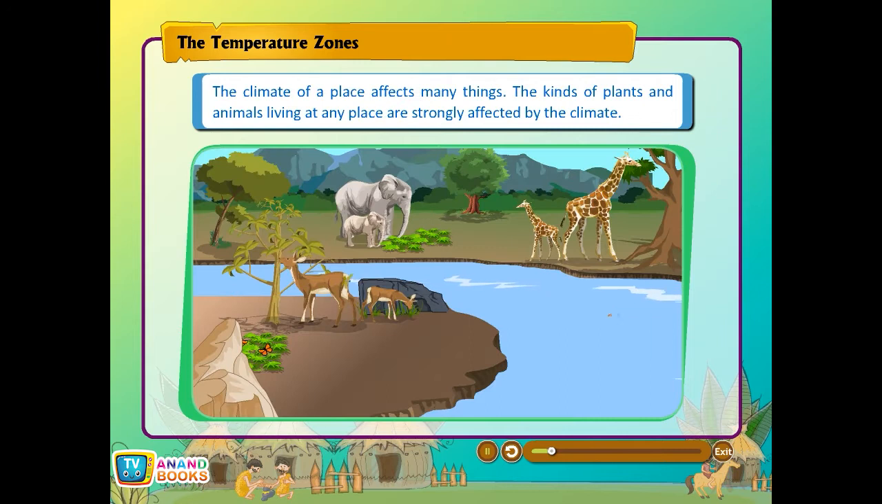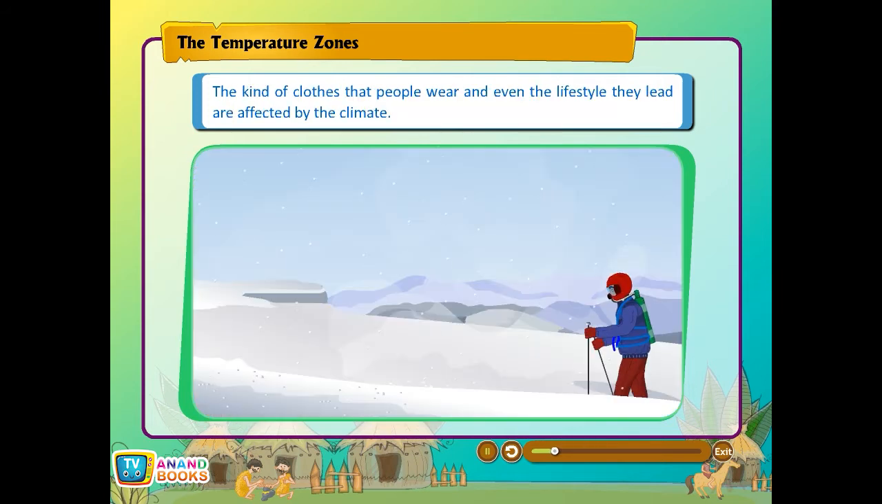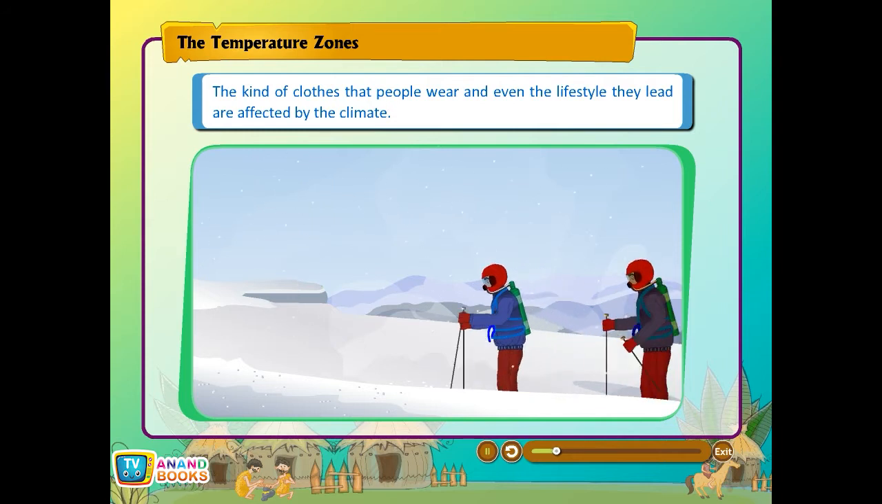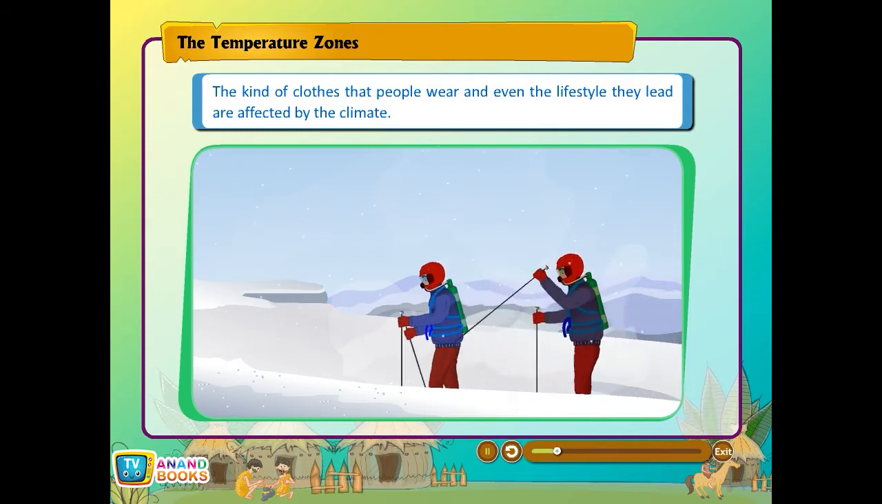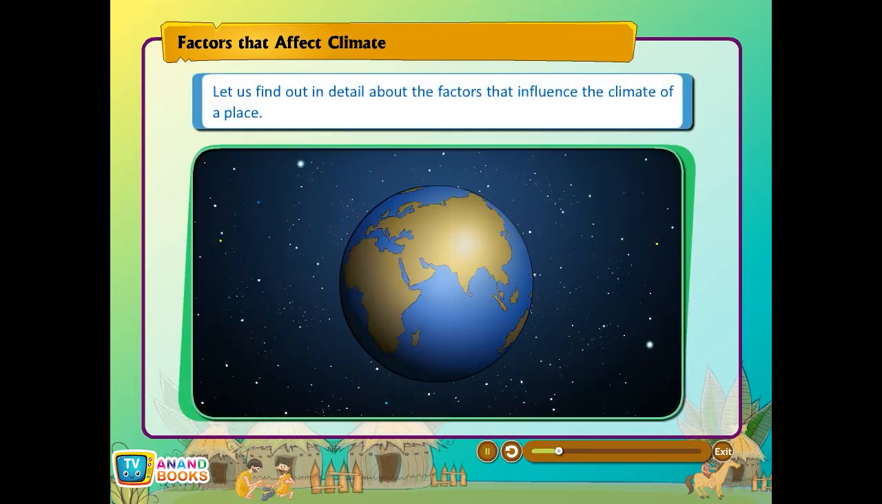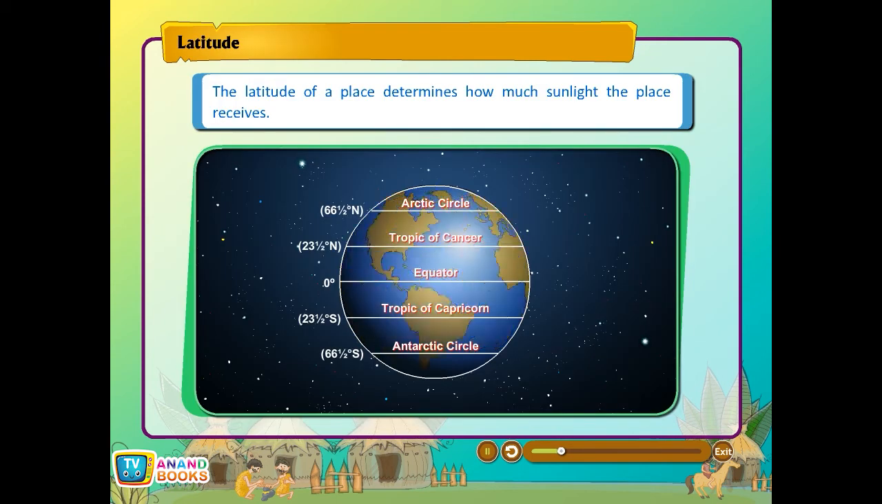The climate of a place affects many things. The kinds of plants and animals living at any place are strongly affected by the climate. The kind of clothes that people wear and even the lifestyle they lead are affected by the climate. Factors that affect climate. Let us find out in detail about the factors that influence the climate of a place. Latitude. The latitude of a place determines how much sunlight the place receives.